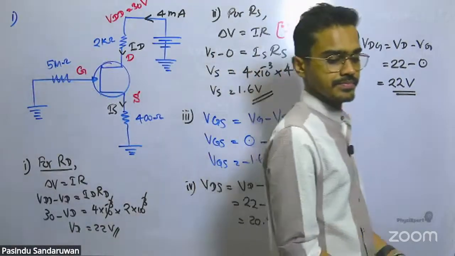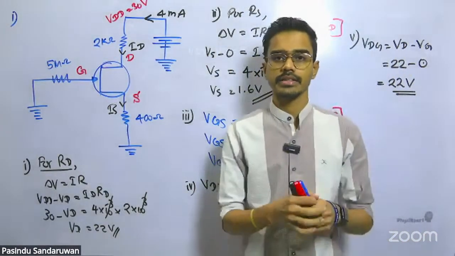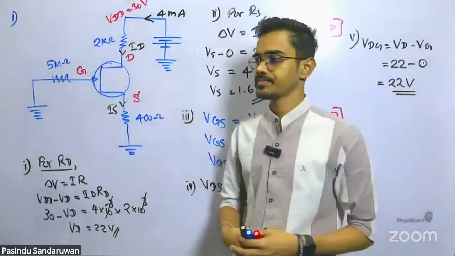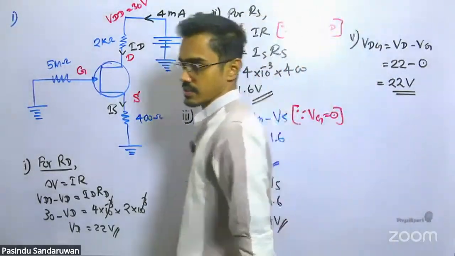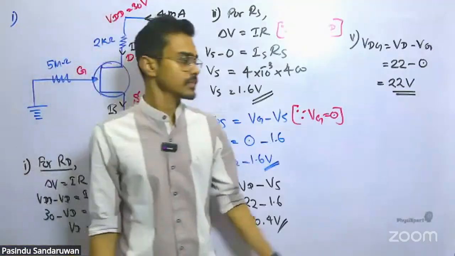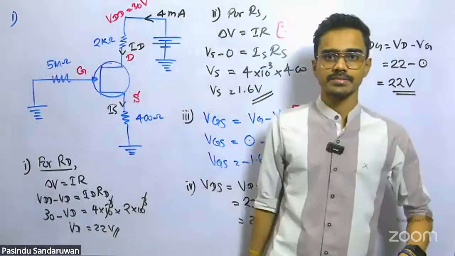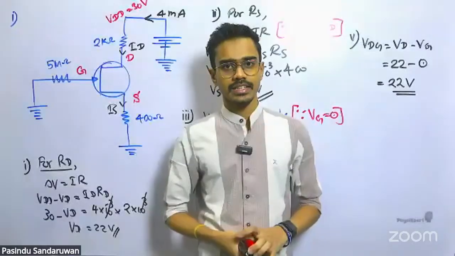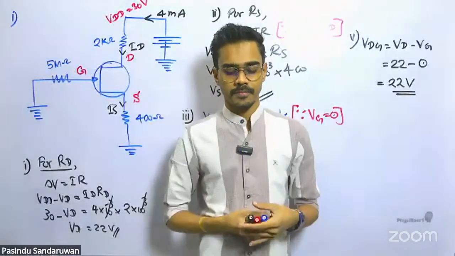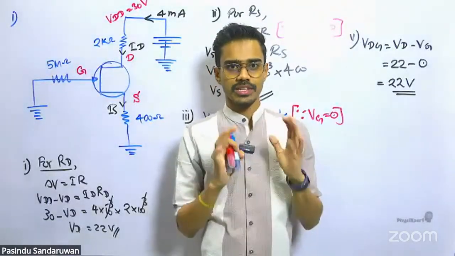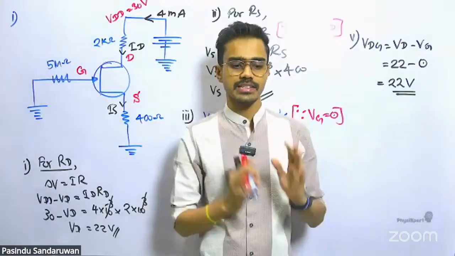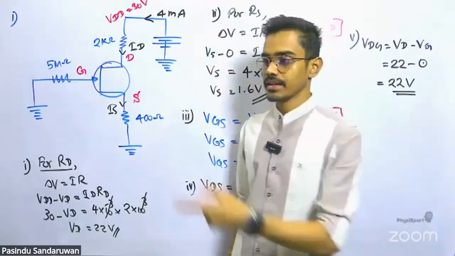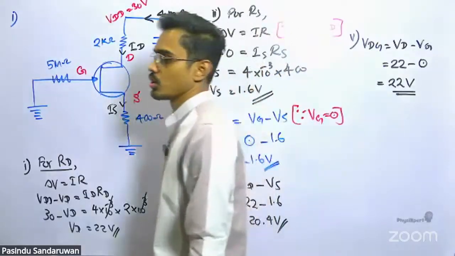Okay, finished? No questions. Fine. Easily you can score. So actually speaking, these questions are very easy. Fine. Then go to question two.